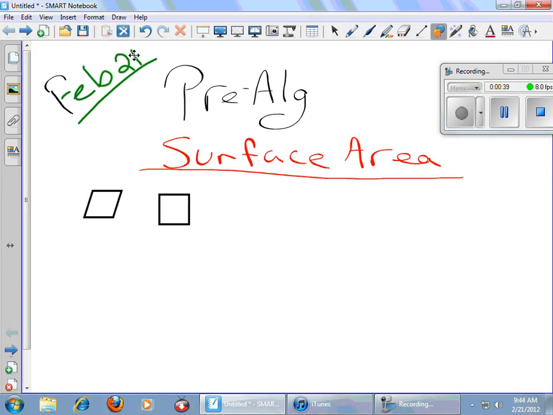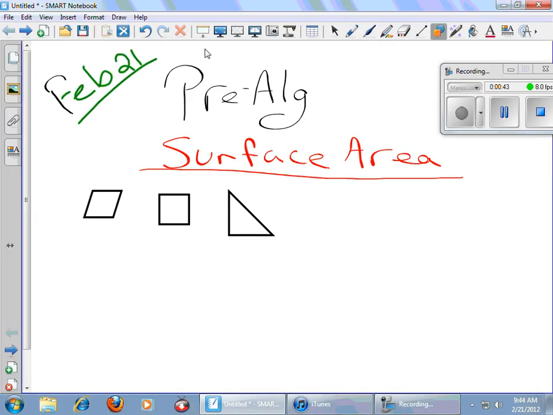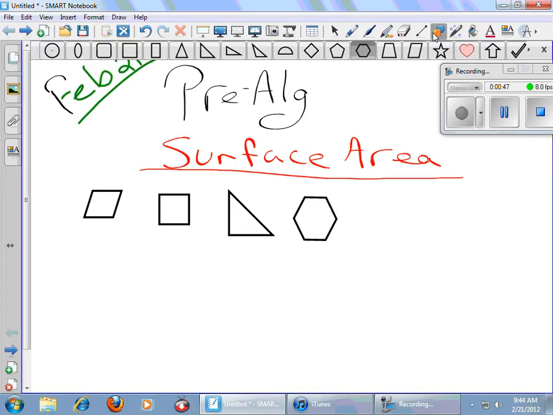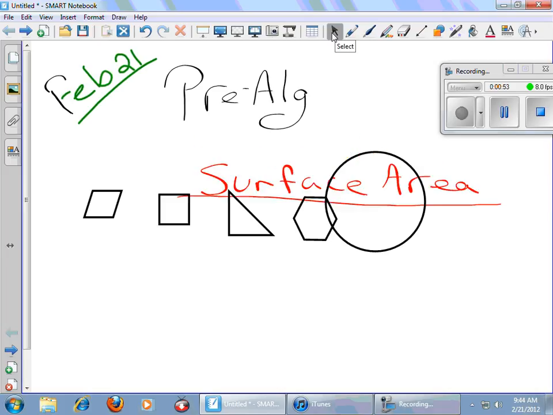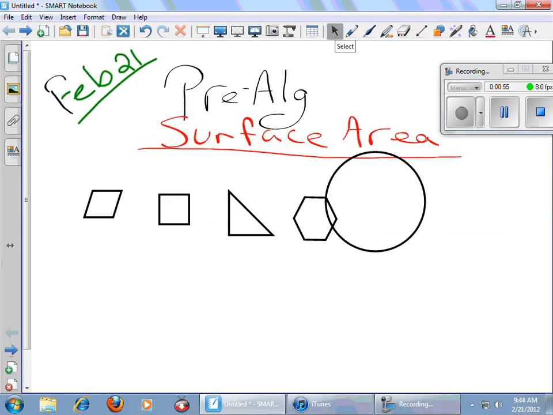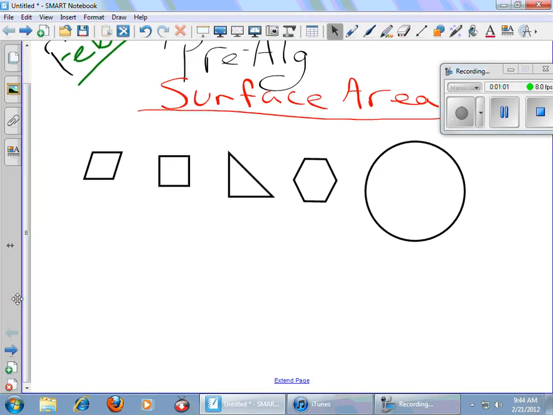So if you know how to do the area of, say, a parallelogram, or the area of a square, or the area of a triangle, right? Or the area of a hexagon, or the area of a circle, you can do surface area. That's all you have to do, is know how to do the areas of your different polygons and circles. And now the hexagon might be a little bit strange, but the other ones are pretty basic.